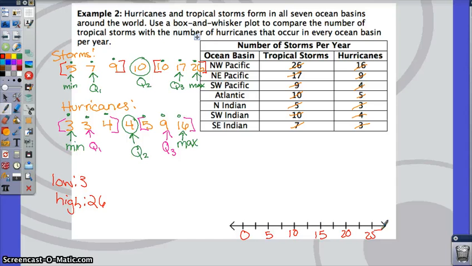All right, so let's do a box and whisker for each one, and this one will label the numbers right on. Storms, I have 5, 7, oh, not 9, sorry, 10. So 5, 7, 10, and then 17, and then 26. Remember, the box is formed by the middle 3 points. And since we're going to do 2 box and whiskers, let's label each one with the title. So this is going to be my tropical storms.